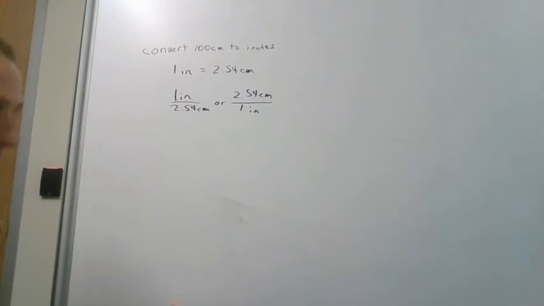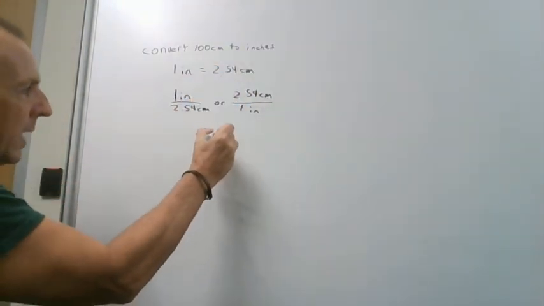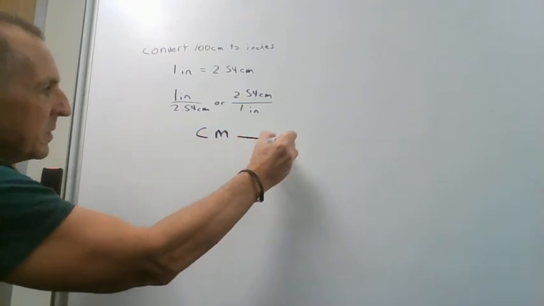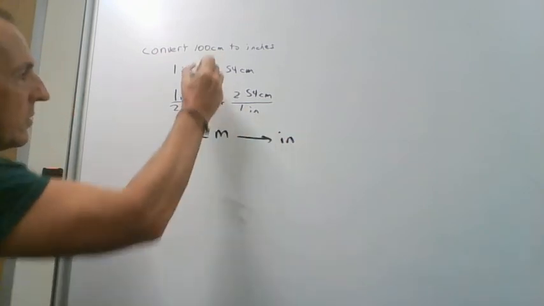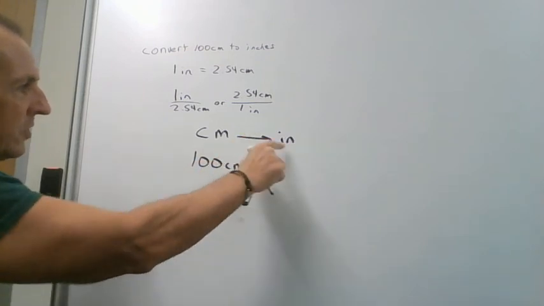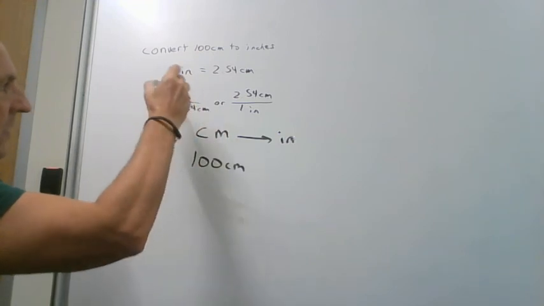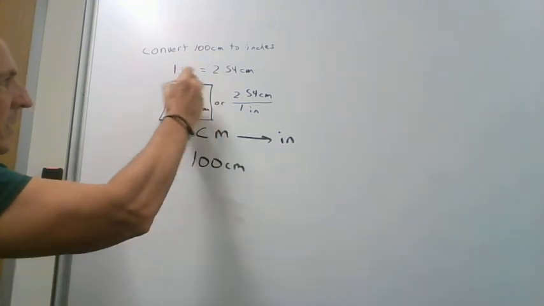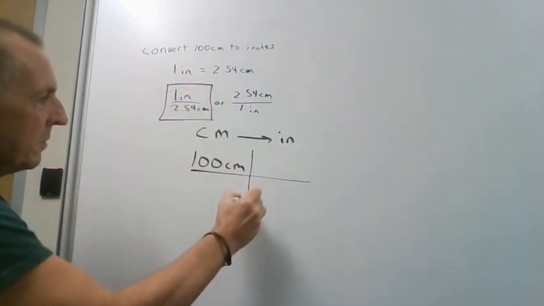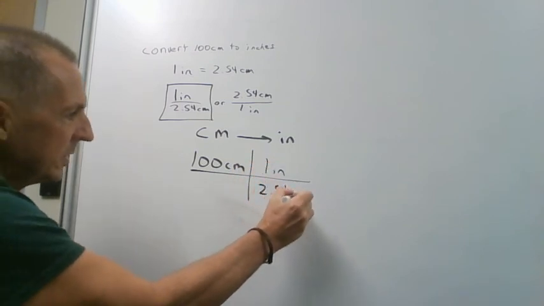So let's draw a map of what we want to do. We're trying to go from centimeters to inches, so our road map is centimeters to inches. We're starting with 100 centimeters, and we need a conversion factor here. We're going to inches, so we want to pick the conversion factor that has inches on top. So then we're going to say that 1 inch is the same as 2.54 centimeters.